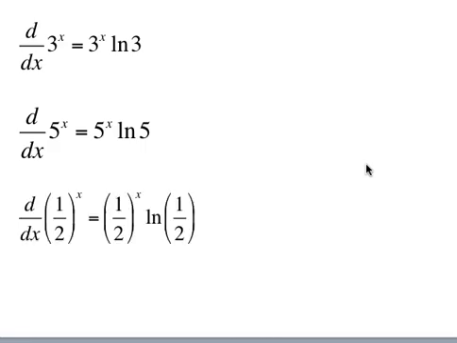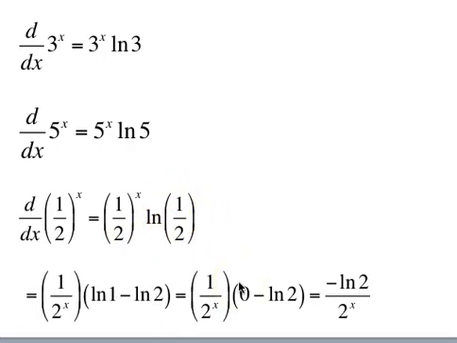The derivative of 1/2 to the x would be 1/2 to the x times the natural log of 1/2, and this is correct, but we can simplify this a little bit. 1 to the x is 1. 2 to the x is 2 to the x. So on top I have 1, on the bottom I have 2 to the x. But we also know that the log of 1/2, using our rule of logarithms, is log 1 minus log 2. So again, 1 to the x over 2 to the x is 1 over 2 to the x, log 1 minus log 2, but log 1 is 0.